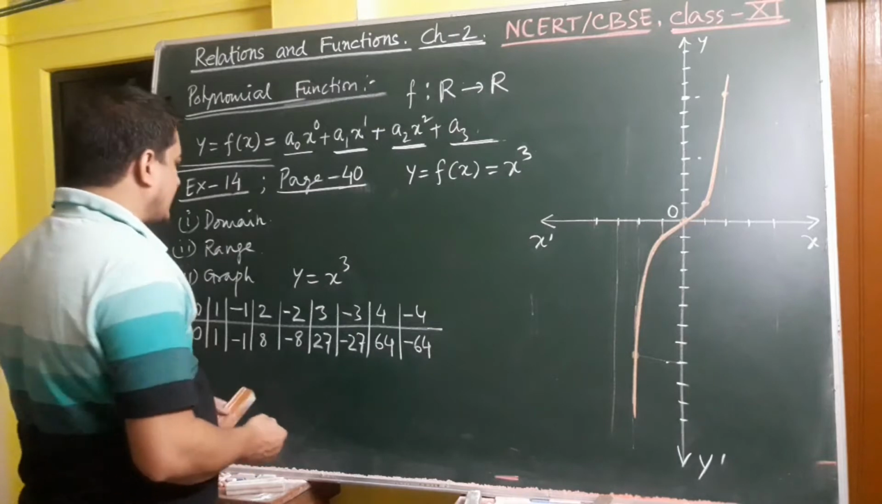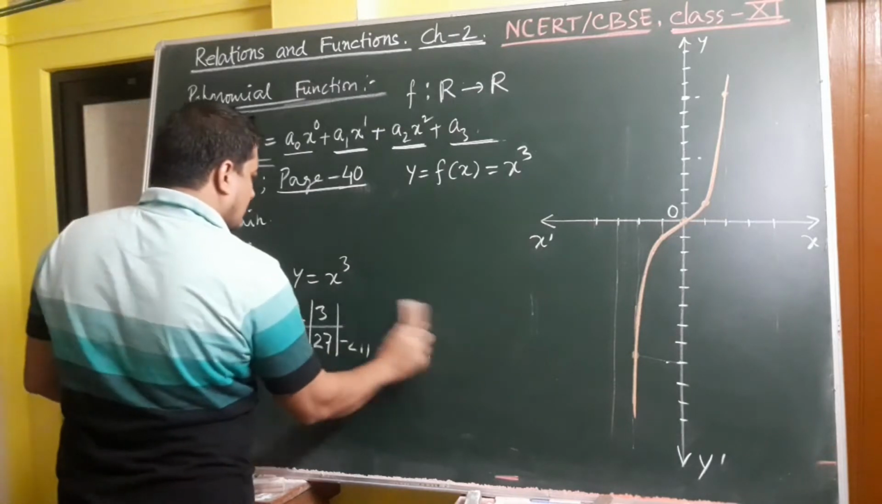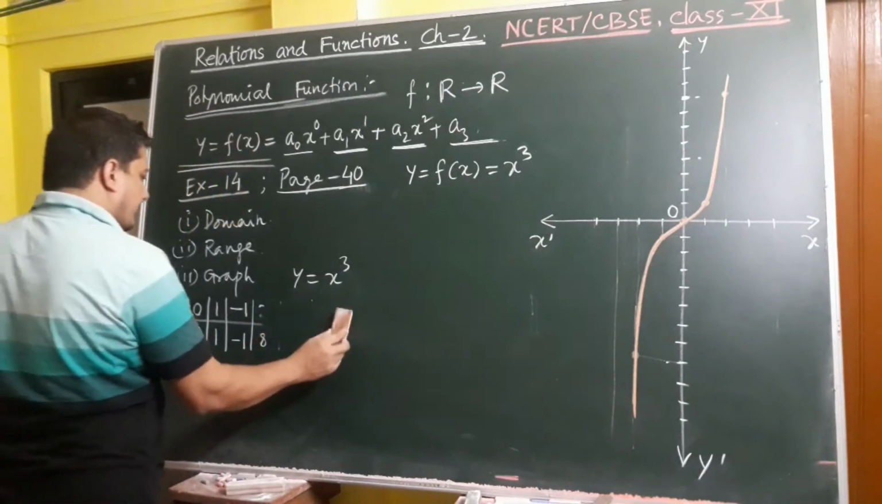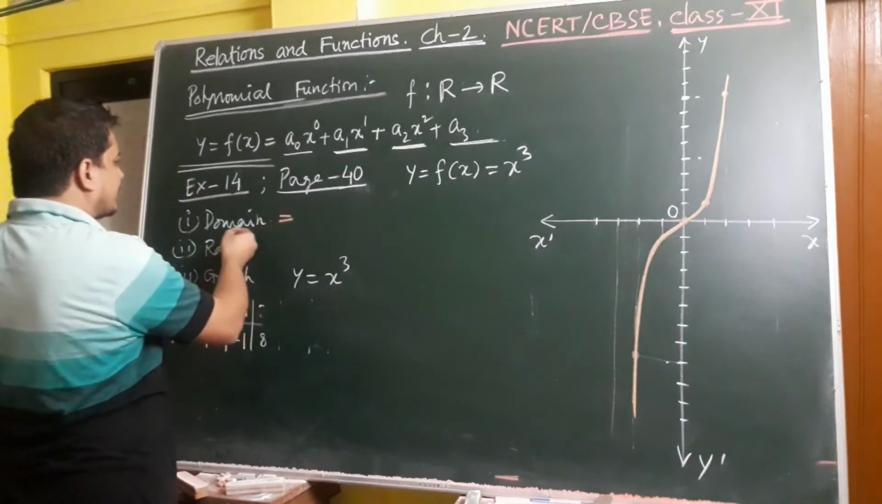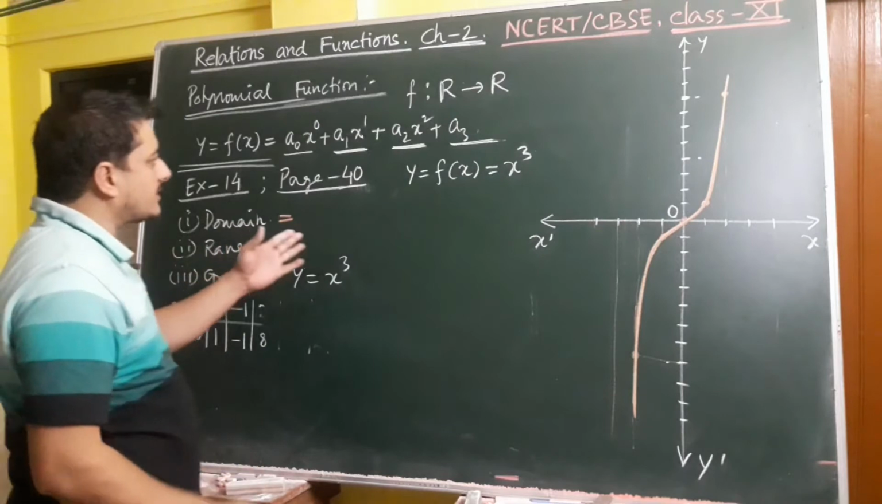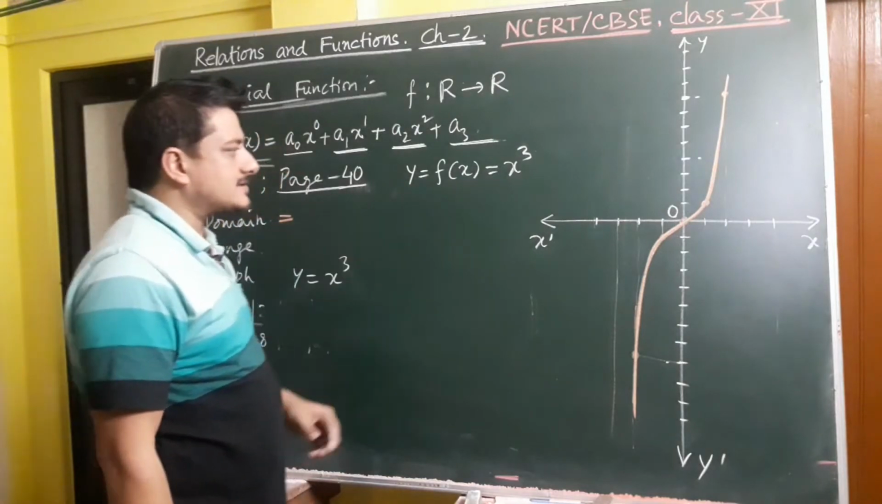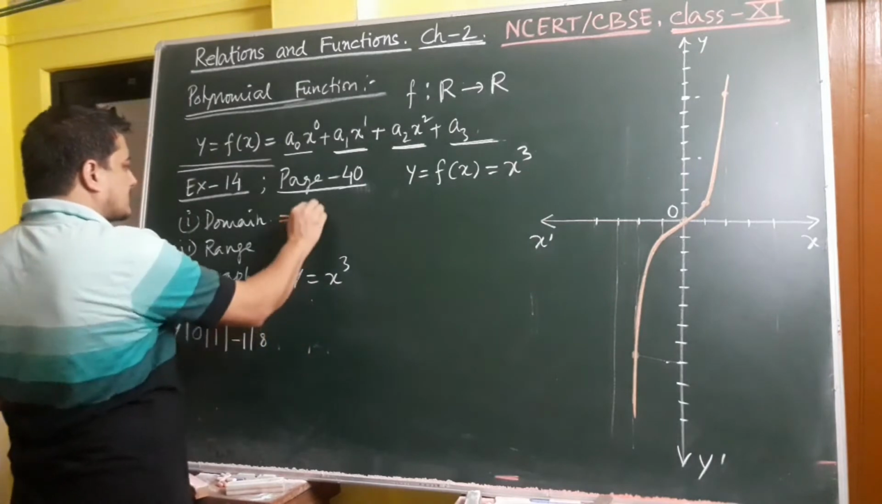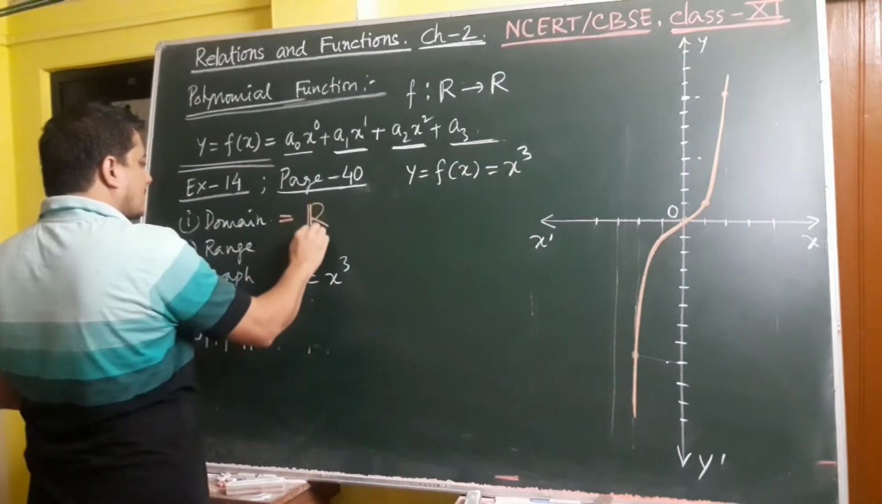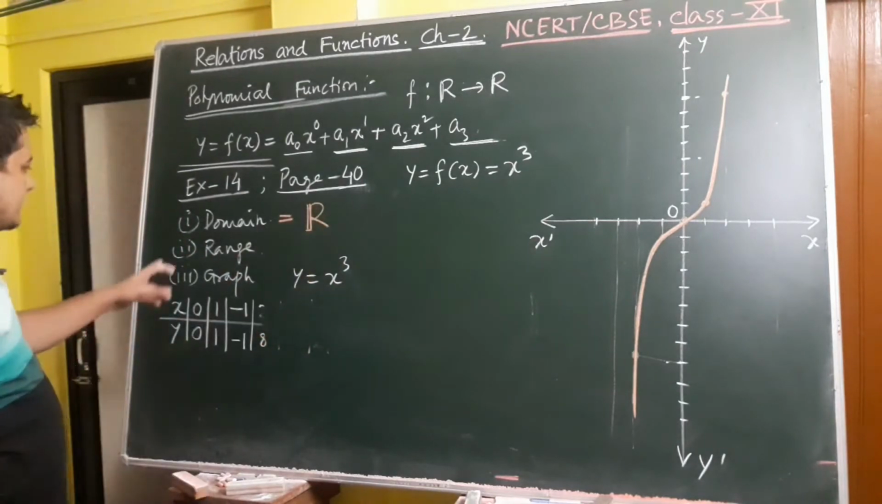What is the domain here? Fine. What is the domain? Domain is any real number. So this is very clear because you can put any value of x, so from plus infinite to minus infinite. So this is R. What will be the range?